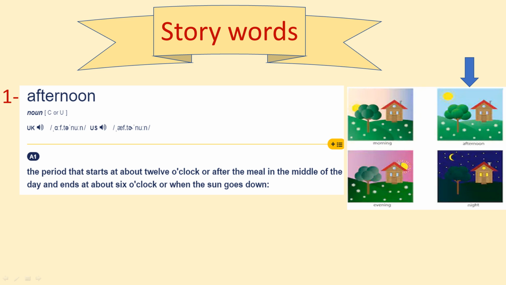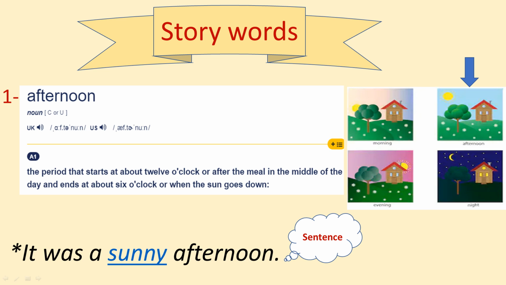Can you help me to form a sentence for the word afternoon? Who can help me? Who can tell me any new sentence? Please, kids, help me. This sentence I formed for you. Please write in your notebook. It was a sunny afternoon. Or, for example, I will play with my brother outside in the afternoon time.